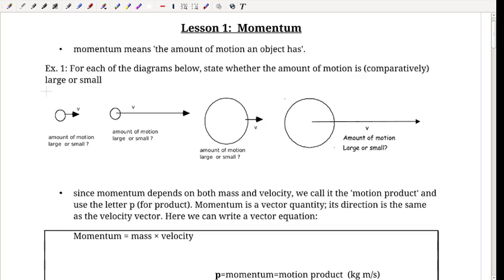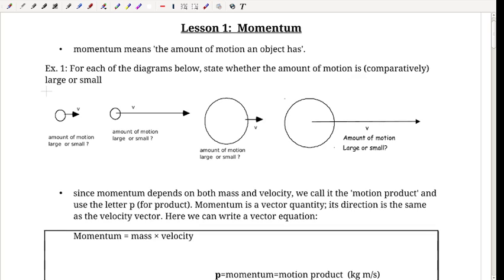So momentum is the amount of motion that an object has, and you can kind of think about it as how hard it is to bring something to a stop. So that depends both on how fast it's going and on how much mass it has. It's how hard it is to stop.